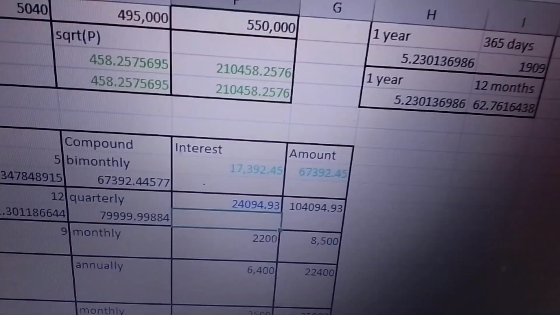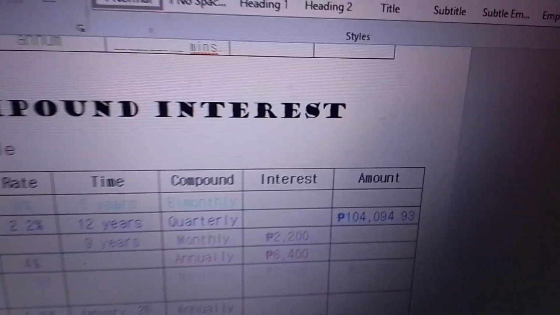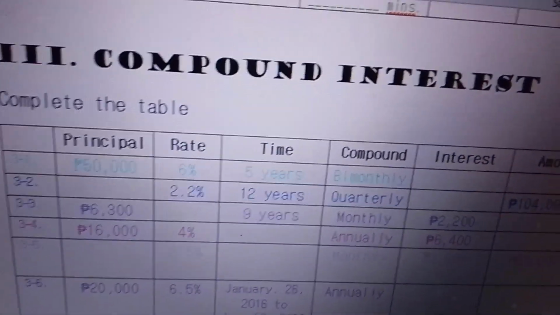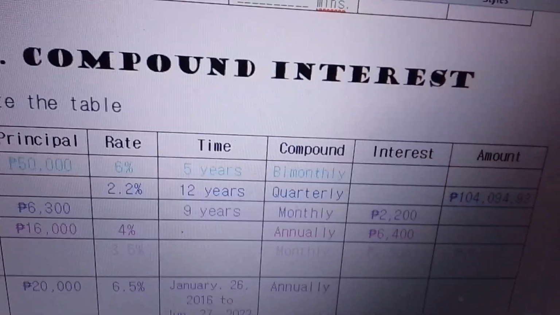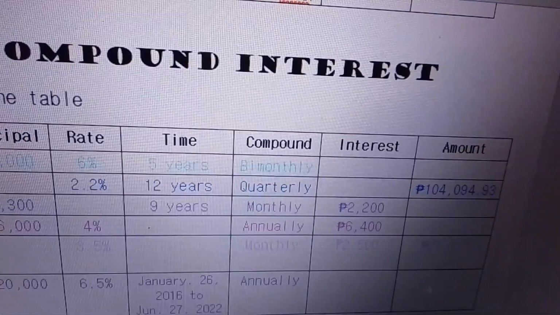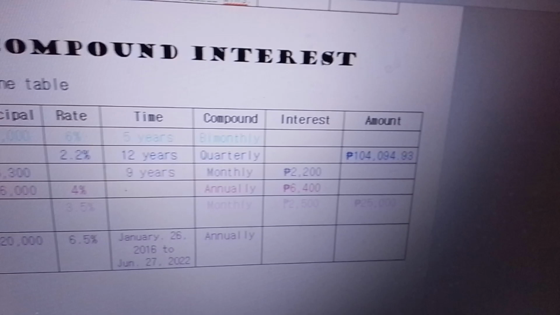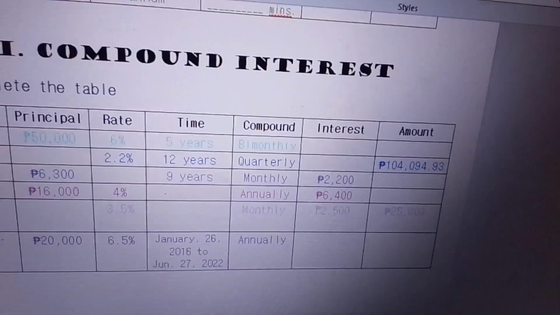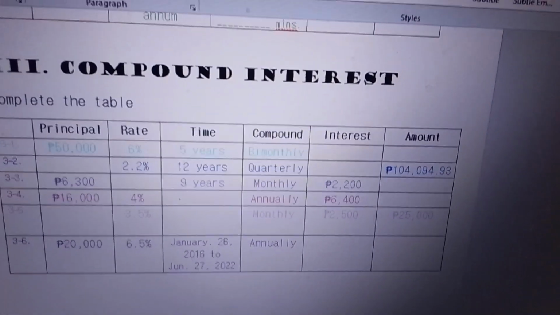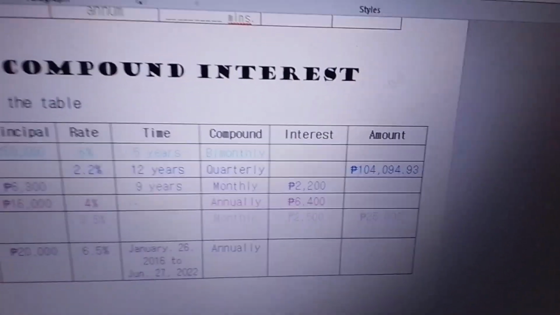24,094.93. Yun lang. Next, for number 3, we have 6,300 pesos and the rate and then the time. Look, our rate is not given. Wala yung rate. Paano na yan? Don't worry. Utilizing what you've learned to help you answer the following. Moreover, look at the time. Look at the amount. Wala tayong amount.